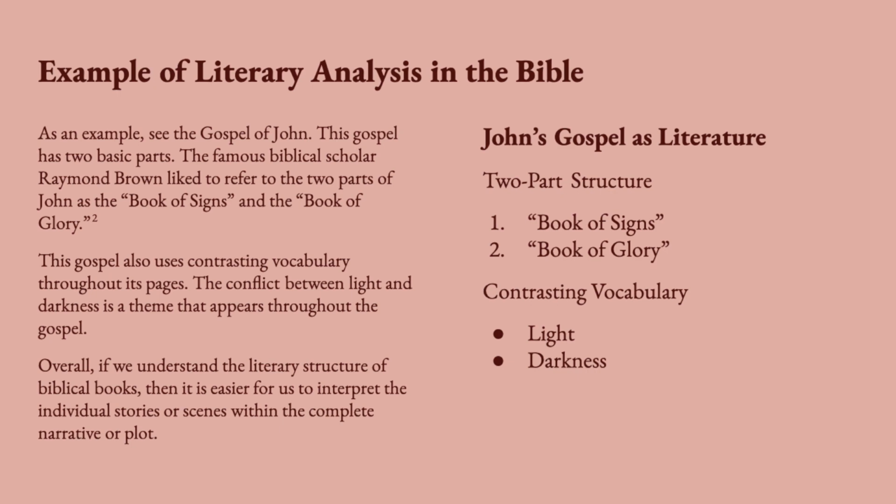Another aspect of the literary analysis of John's Gospel we can look at is the contrasting vocabulary that we can see throughout the work. So we can see in the prologue, which is the first part of John's Gospel, that, quote, "the light shineth in darkness, and the darkness comprehended it not," end quote. The conflict between light and darkness is a theme that appears throughout the Gospel, and if we are aware of this, then it helps us to understand how those terms function within the book as a whole.